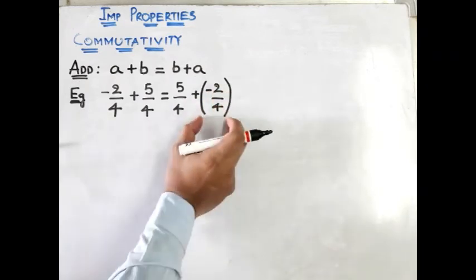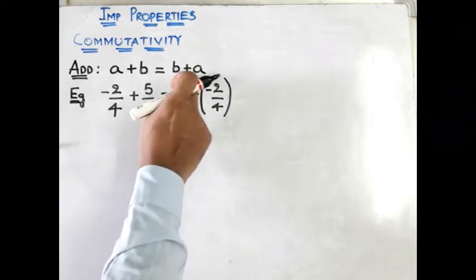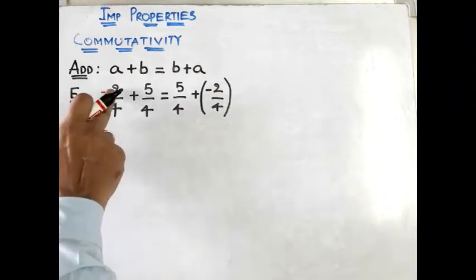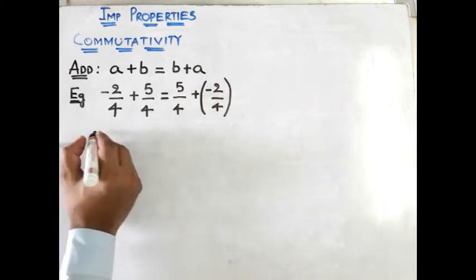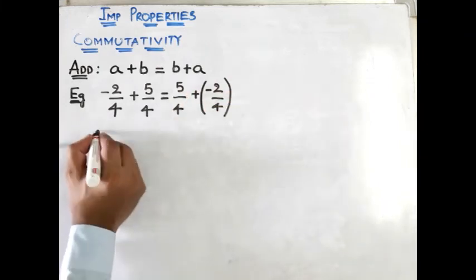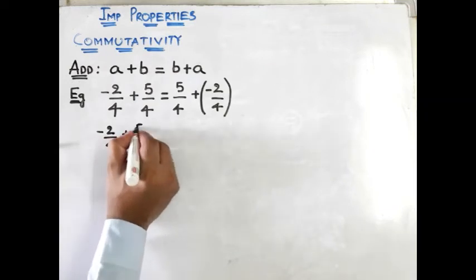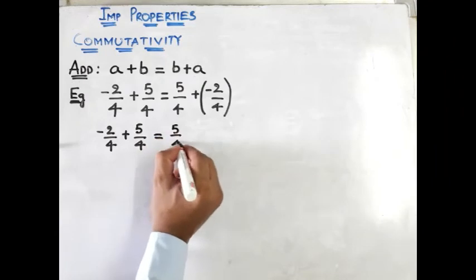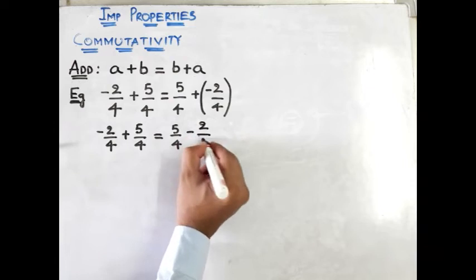Here is the area where most of the people will make the mistake. Plus a doesn't mean that you have to take 2 by 4, because we took a as minus 2 by 4. Hence, minus 2 by 4 should be there. So, by resolving this, what you will get? Minus 2 by 4 plus 5 by 4 is equal to 5 by 4 plus minus 2 by 4.